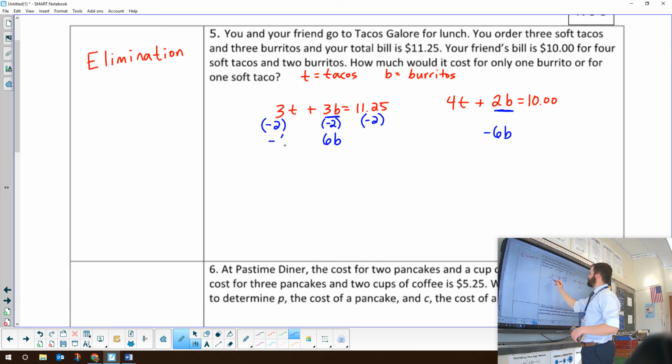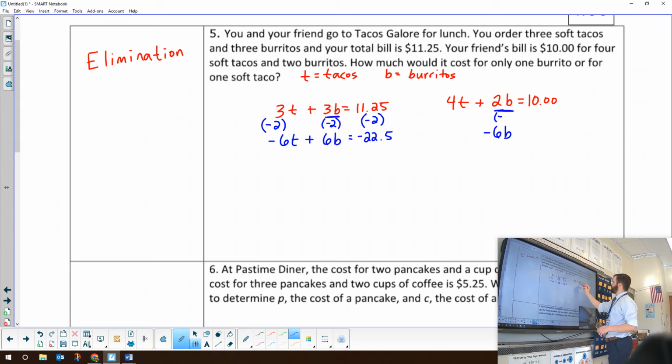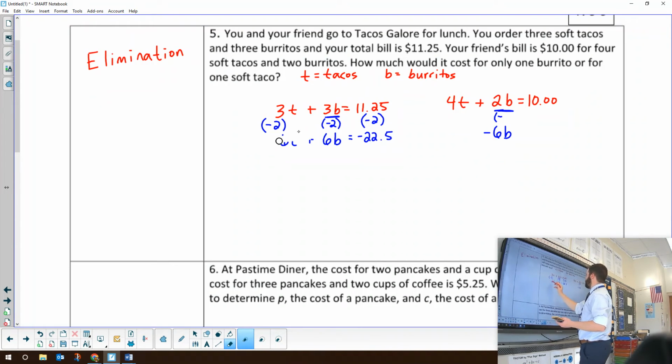So here, I'm going to multiply by negative 2. So 3 times negative 2 is negative 6t. 11.25 times negative 2 is going to be negative 22.5. And then over here, I multiplied, oh, good grief, guys. I was multiplying over all of this by negative. That's just all wrong, isn't it? I should have been multiplying everything by positive 2. So let me restart this real quick.